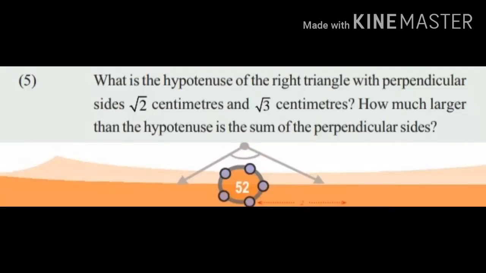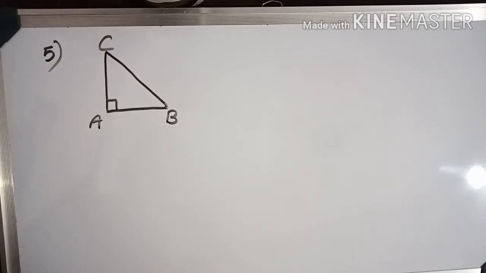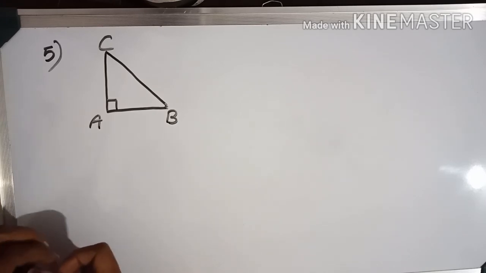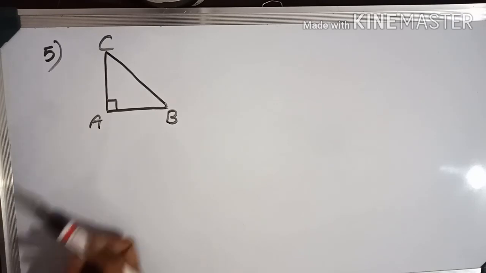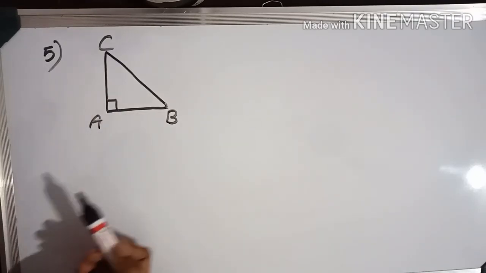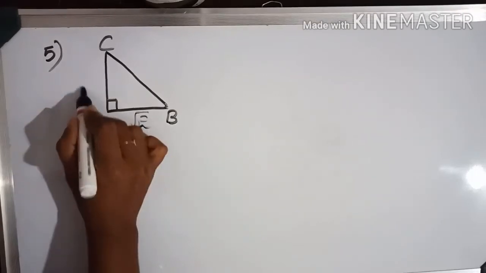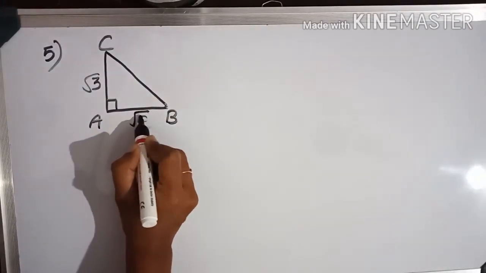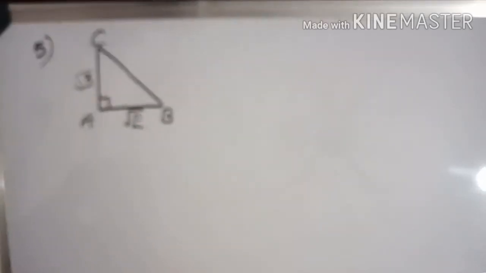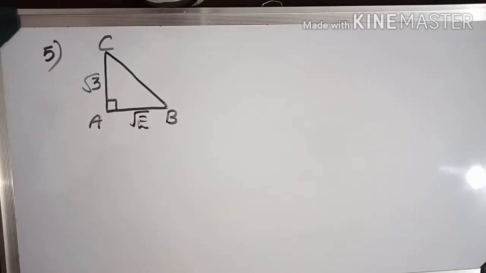Question number 5. What is the hypotenuse of the right triangle with the perpendicular sides root 2 centimeter and root 3 centimeter? How much larger than the hypotenuse is the sum of the perpendicular sides? In this question also we have to consider a right triangle. The hypotenuse we have to find, with the perpendicular sides as root 2 and root 3. Perpendicular sides means base and altitude. These are the two measurements given in the question. We have to find the hypotenuse of this right triangle. That means by the Pythagoras theorem we can find the answer.